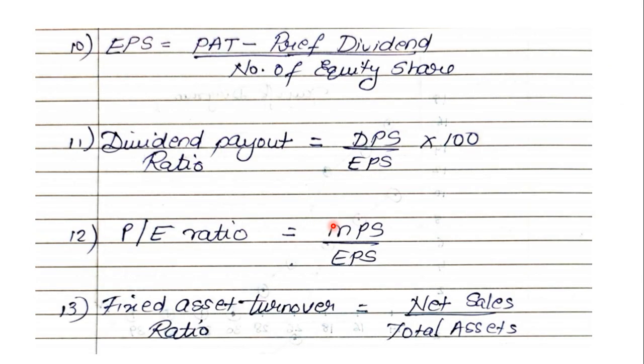Okay, and these are the last set of ratio which you need to cover up. Earning per share, that is net profit after tax minus preference dividend upon number of equity shares. Next, dividend payout ratio is dividend per share upon equity earning per share into 100. PE, that is price earning ratio, is market price upon earning per share. And last, fixed asset turnover ratio, that is net sales upon total assets. Okay, you all can note down these ratios.